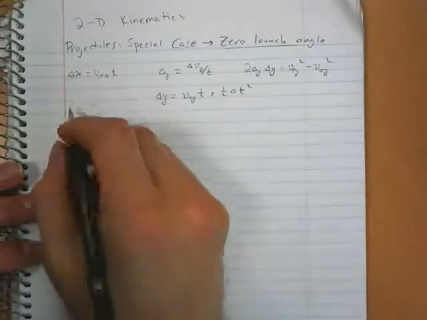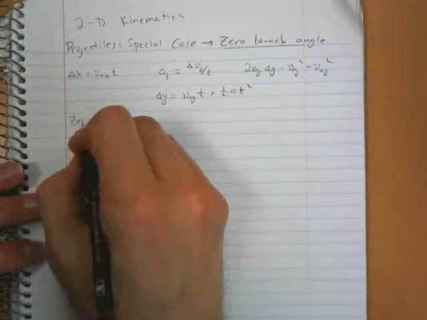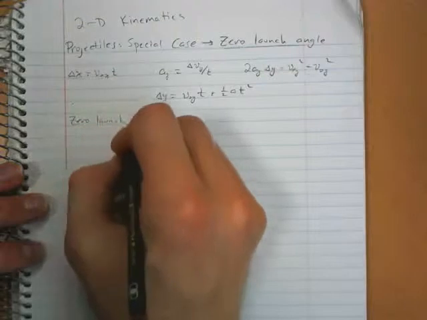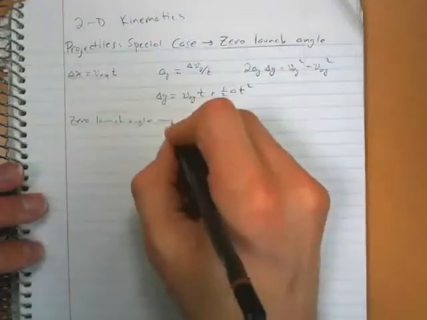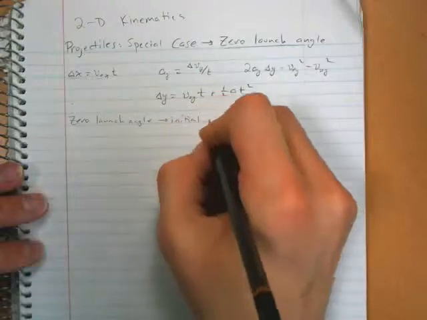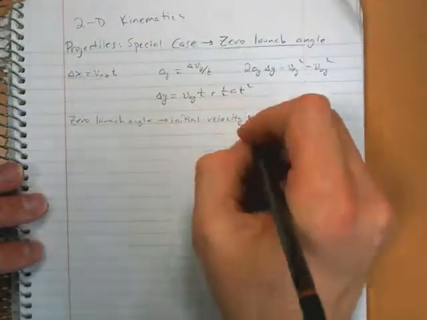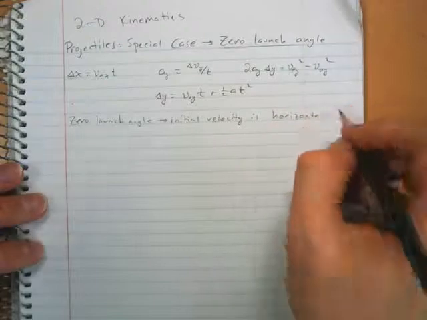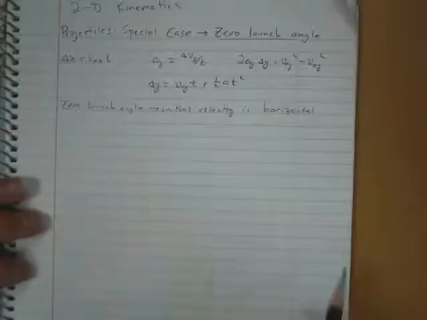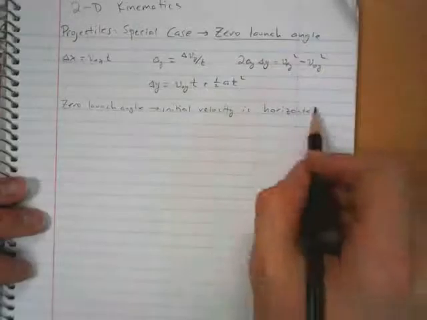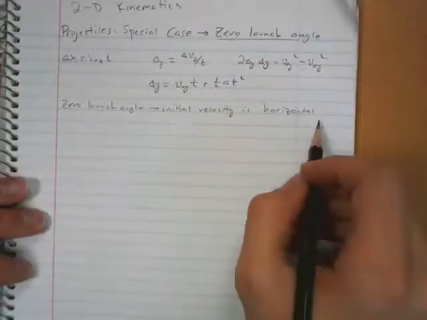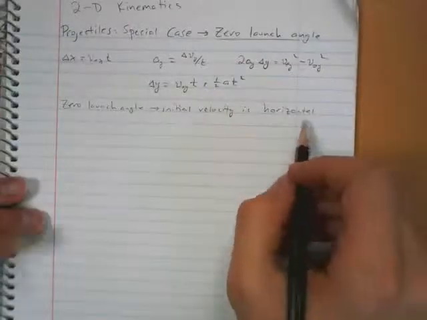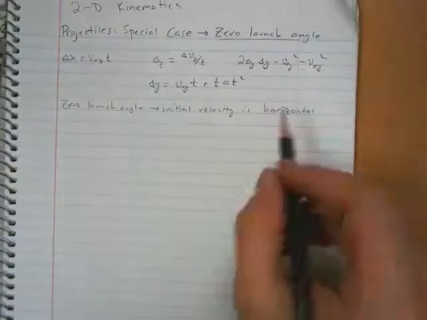Zero launch angle means that our initial velocity is horizontal. Now this is simpler because that means we don't need to break down our initial velocity into x and y components, or rather, I guess we do, but it's much simpler.